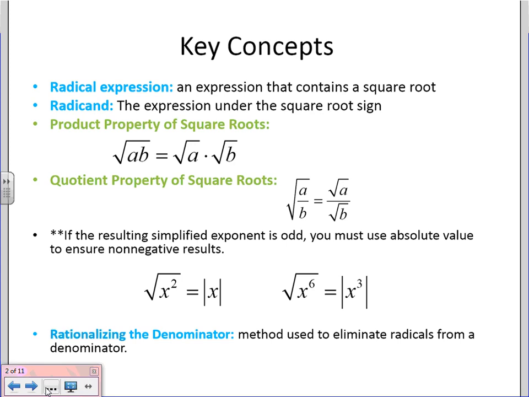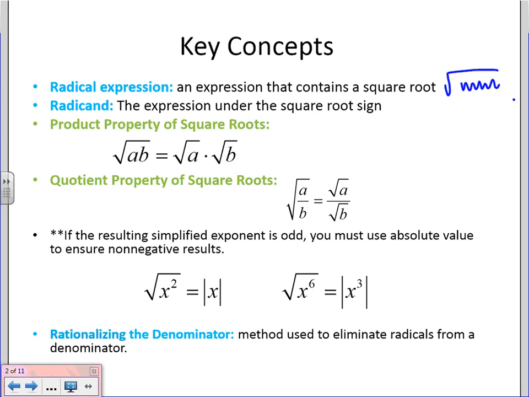Okay, so first of all, we've got radical expression, and this is an expression that contains a square root. And remember, a square root looks like this funny little shape here. And the radicand is the expression under the square root sign. So everything underneath the square root is called the radicand.